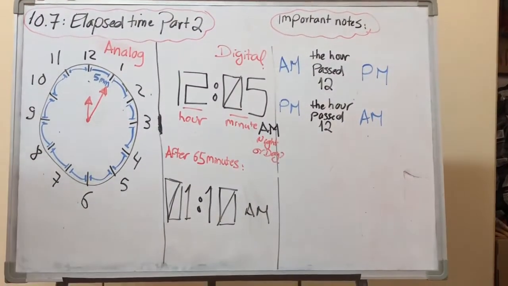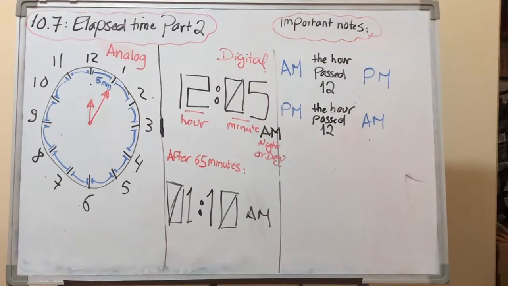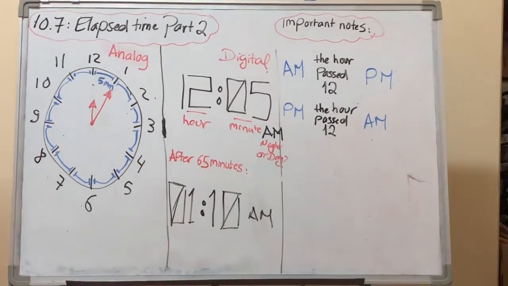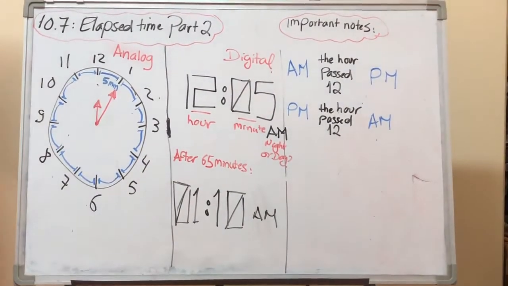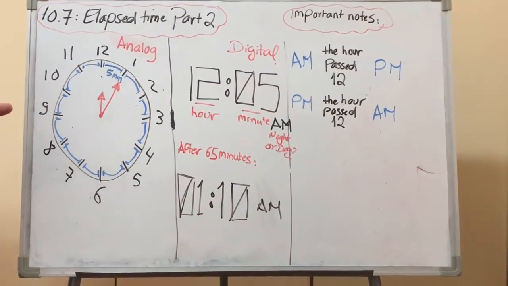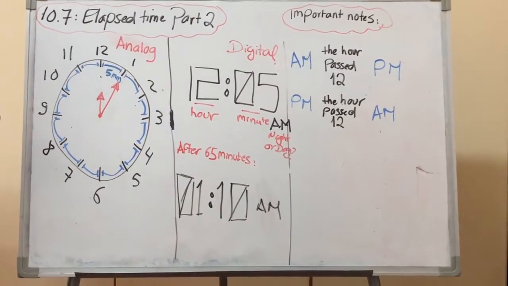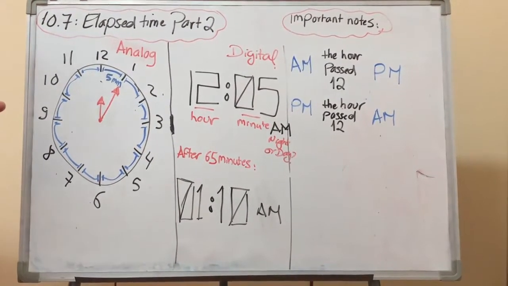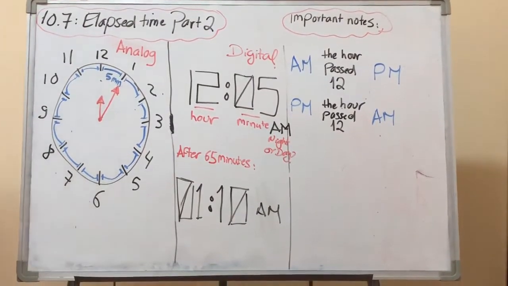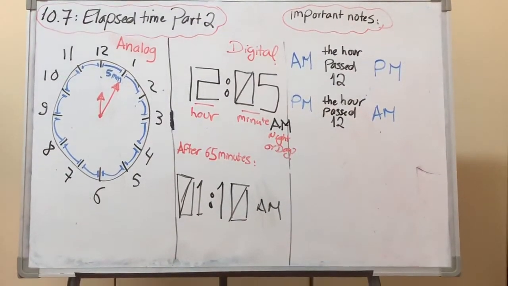Lesson 10.7, elapsed time part 2. Okay, here we're going to talk about elapsed time, which means, for example, if you begin something at a certain hour and you stayed on that something for 2 hours, then at what time did you exactly end up? This is the form of the questions that are going to pop up regarding this topic.